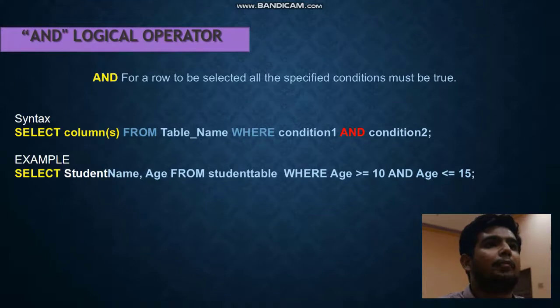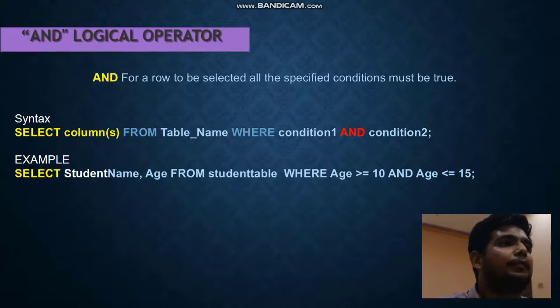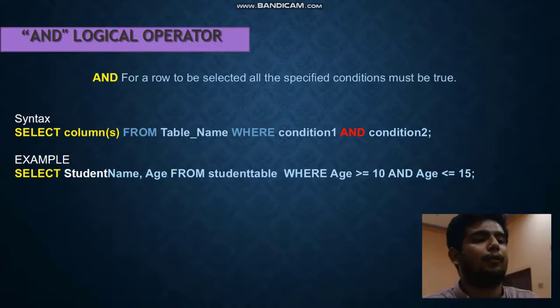AND logical operator. For a row to be selected, all the specified conditions must be true. Syntax example.